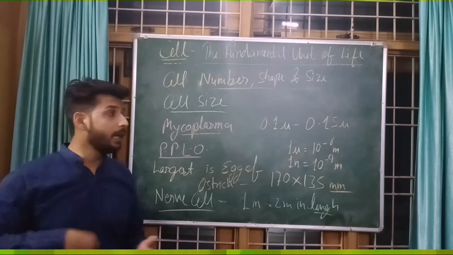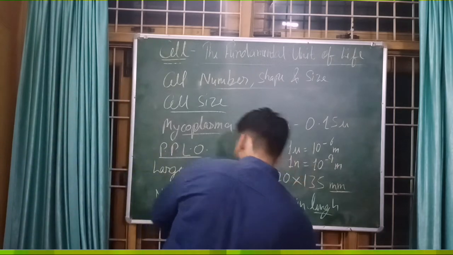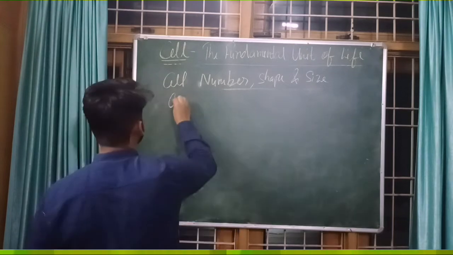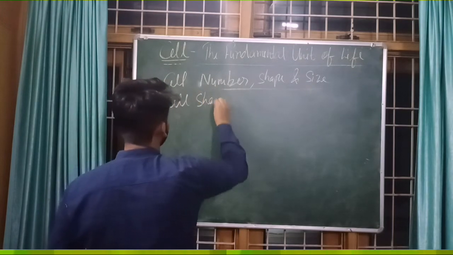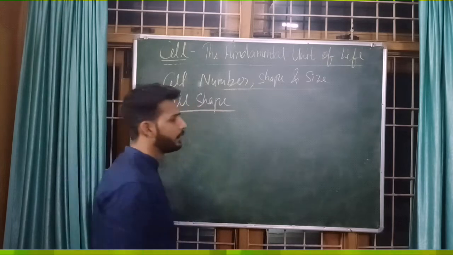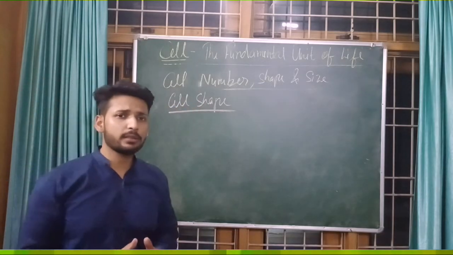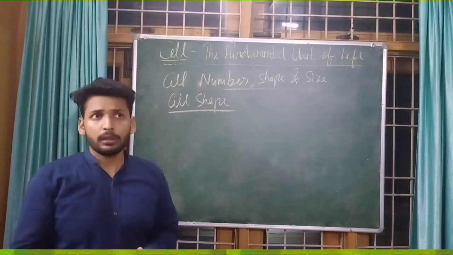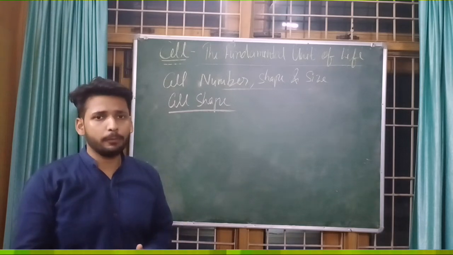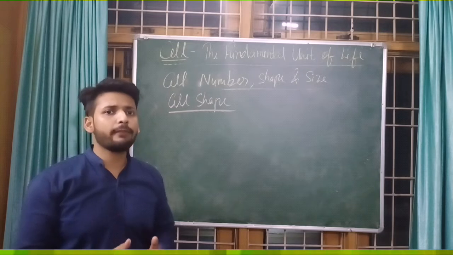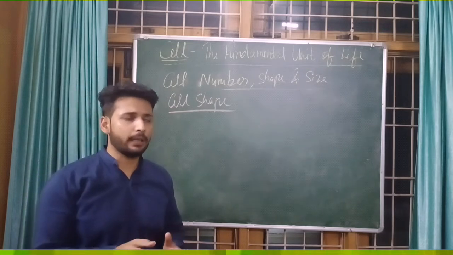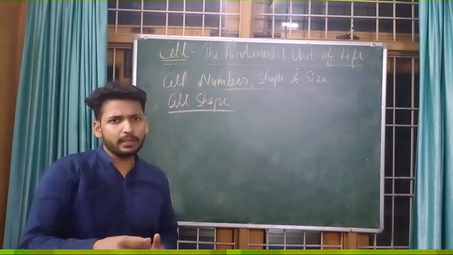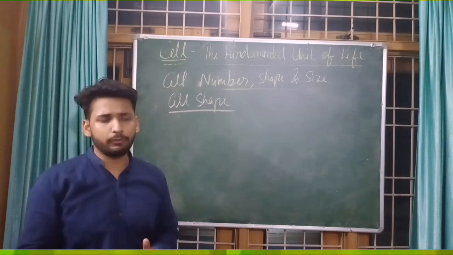Clear to all? Okay, now moving further towards our next topic, that is cell shape. In order to perform different functions in an organism, the cell size and shape also differ. Some cells like WBCs or leukocytes do not have any kind of shape, just like amoeba. That is why they are called amoeboid cells, to easily squeeze out of the blood capillary walls.